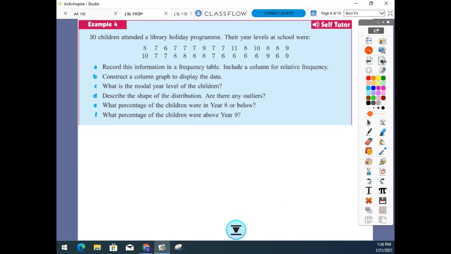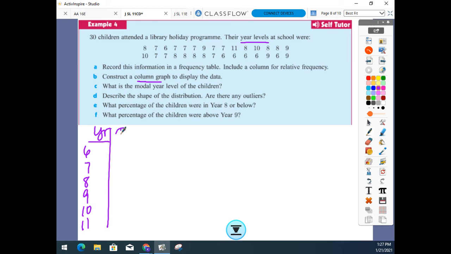Okay, so really there's just one example, and it's just making that whole great big tally chart, and then a column graph. Okay, so we're going to make our chart. So notice what are all the different data values. Our smallest data value, and these are years, this is their year levels at school, is 6, 7, 8, 9, 10, 11.